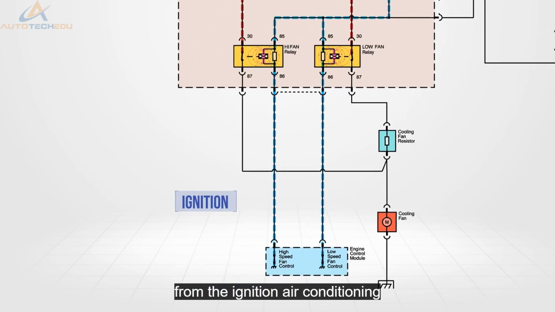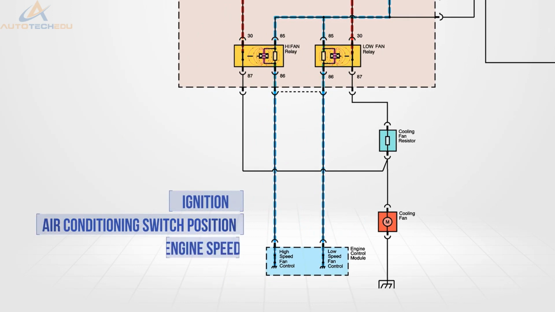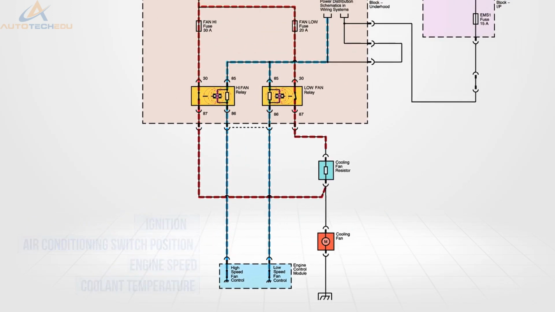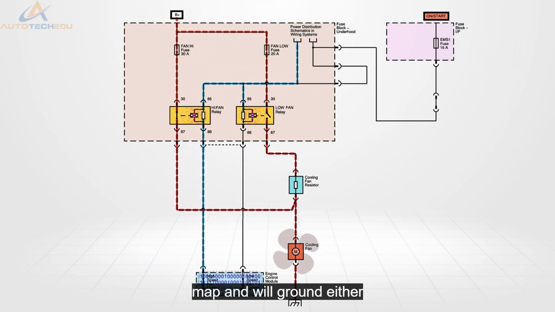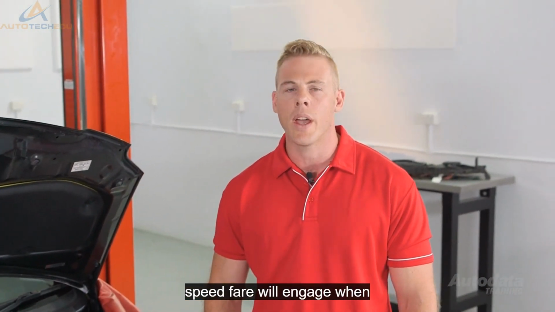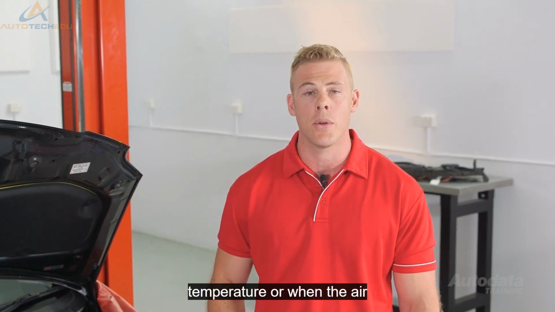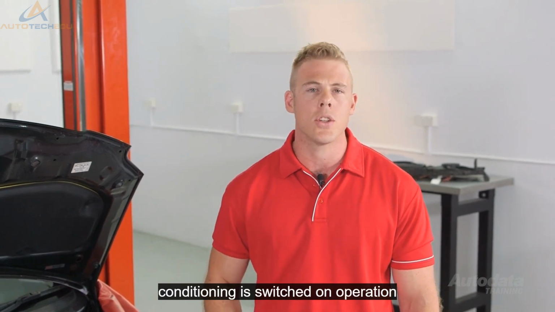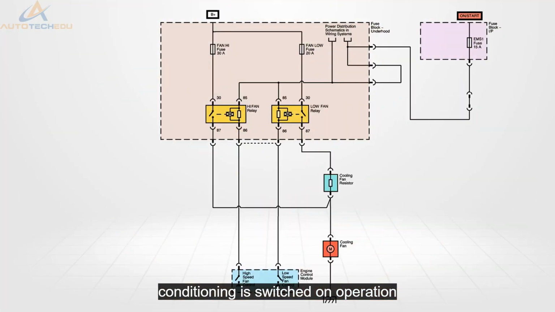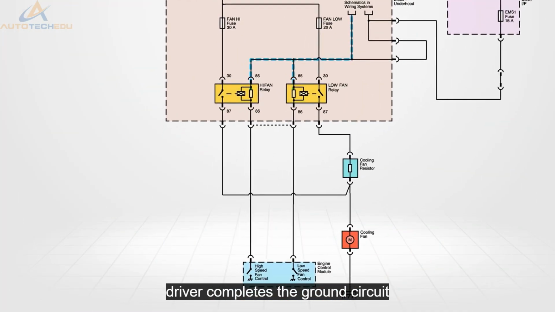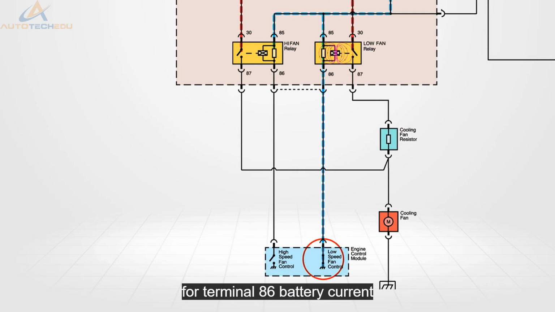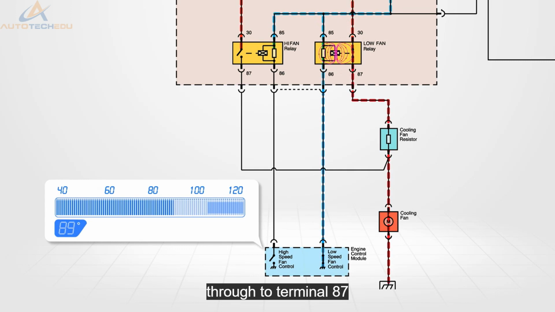Using data from the ignition, air conditioning switch position, engine speed and coolant temperature, the ECM will refer to its cooling map and will ground either the low speed or high speed fan driver to achieve the desired level of cooling required. The low speed fan will engage when the coolant reaches a predefined temperature or when the air conditioning is switched on. Operation of the low side driver completes the ground circuit for terminal 86. Battery current now flows from terminal 30 through to terminal 87.